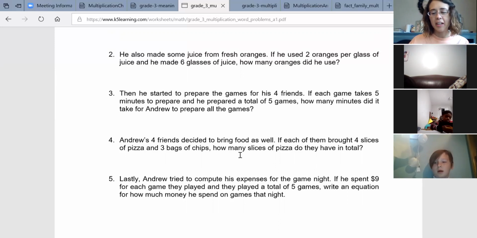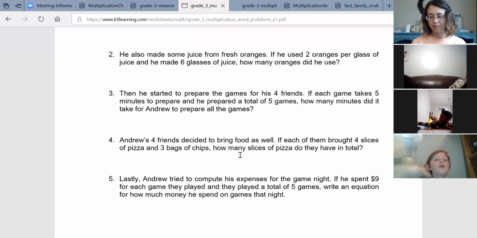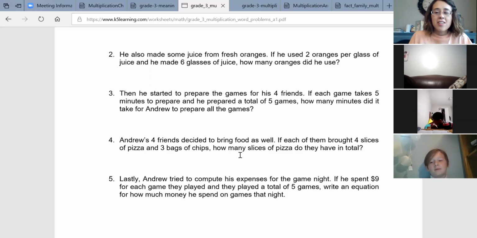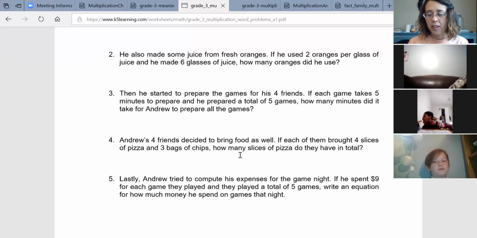Perfect. And there was one number in there that was trying to trick you. Did you notice that, Rosie? Yeah, when I was doing this worksheet earlier, I noticed that they said 3 bags of chips, but down here it says how many slices of pizza do they have in total? Yes, they don't even need to know the chips, so they were trying to trick you. Rosie, while you are waiting, you may write your own word problem about game night.